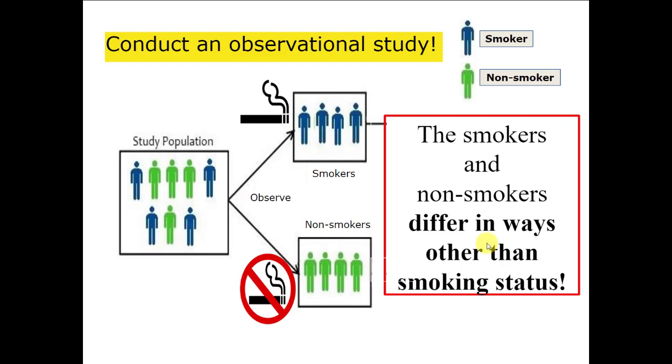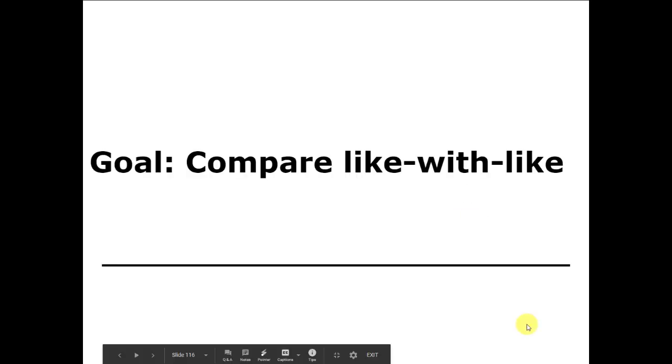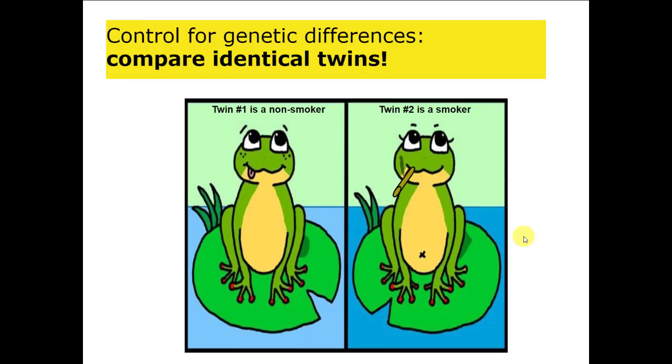So this is still just a relationship. If they were to find a relationship between smoking and lung cancer or not smoking and lung cancer, it still cannot be considered an experimental design, and so you cannot imply causation. The goal is to compare like with like. So you could do something to control for genetic differences if you had something like identical twins, where one twin is a non-smoker and the other twin is a smoker, to see what happens. But even that is sort of difficult to do.